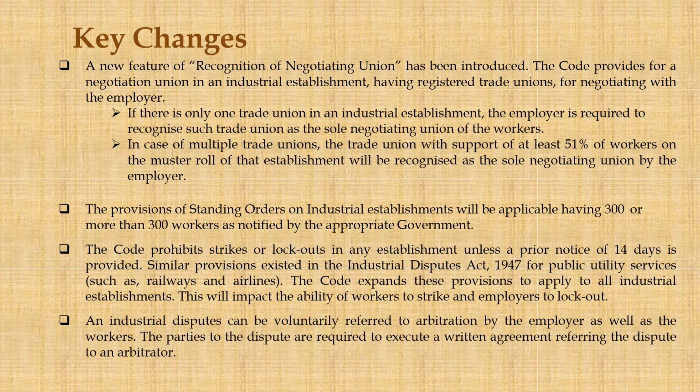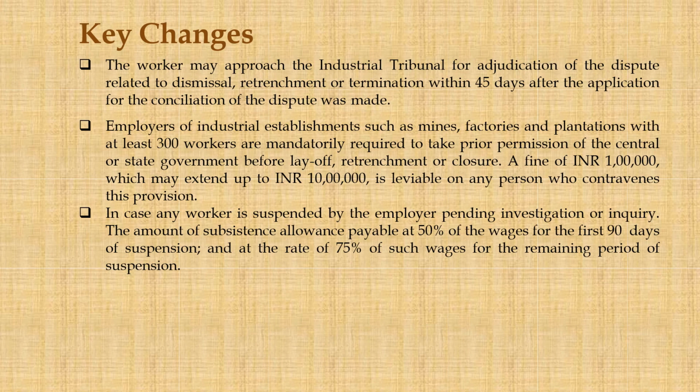Now, an industrial dispute can be voluntarily referred to arbitration by the employer as well as by the workers. The parties to the dispute are required to execute a written agreement referring the dispute to the arbitrator. Some more changes, like the workers may approach the industrial tribunal for adjudication of the dispute related to dismissal, retrenchment, termination within 45 days after the application for the conciliation of the dispute was made.